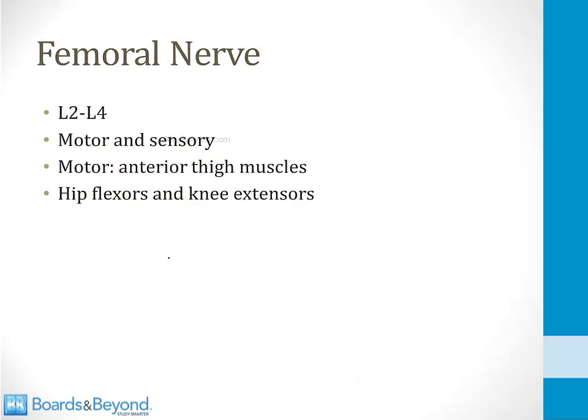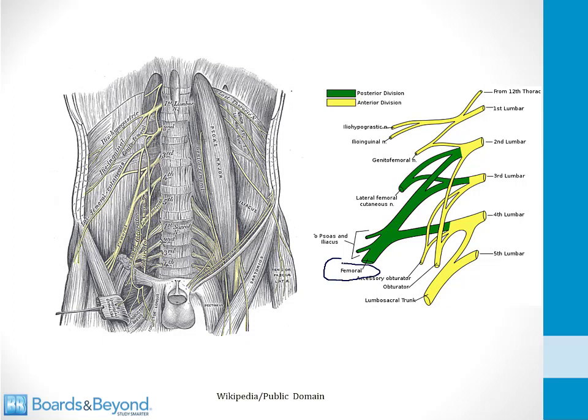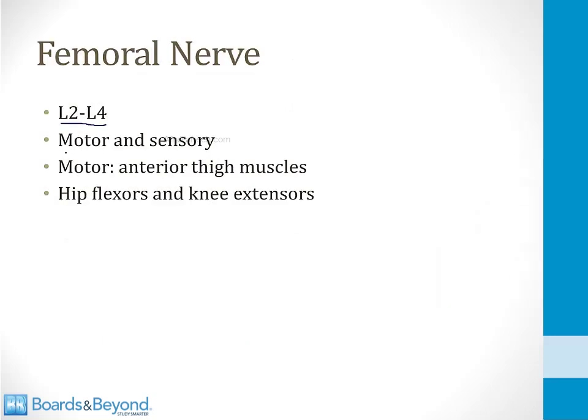Next, let's talk about the femoral nerve. This nerve derives from nerve roots L2 to L4. If we go back to this slide, this is the femoral nerve shown here. It receives innervation from L2, L3, and L4. This nerve has both motor and sensory functions, and an easy way to remember what it does is to remember that it's named for the femur bone in the leg. So it is motor and sensory to structures that are related to the femur bone.